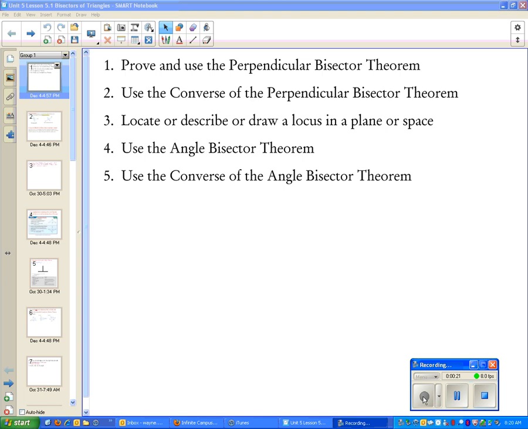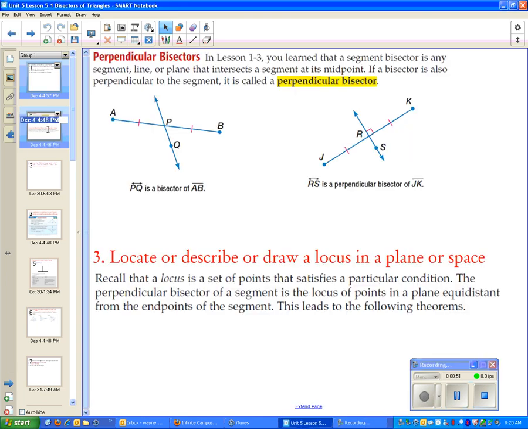All right, now, we've practiced proving some theorems here recently. So one of our targets is we're going to prove the perpendicular bisector theorem. We're also going to use it. We're going to use the converse of the perpendicular bisector theorem. All right, we've talked about locus before. Locus is a set of points that meet a certain condition. Then we're going to do some more of that. We're going to use the angle bisector theorem and the converse of the angle bisector theorem. So there's quite a bit here in this one little section. Okay? All right, let's get started.